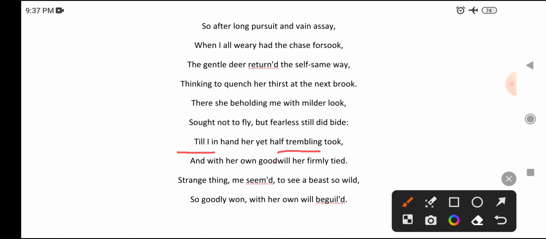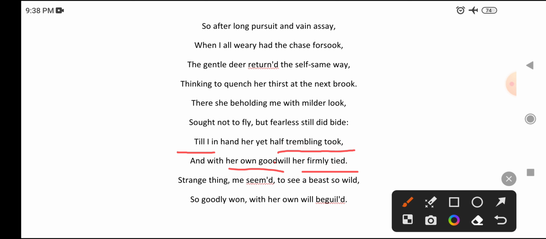"And with her own goodwill her fast tied." I tied her with me, with her goodwill, not against her will. It means the poet gained the love of Elizabeth Boyle, not against her will. It means his courtship, his proposal was finally accepted. Now the poet claims that it's a strange thing.